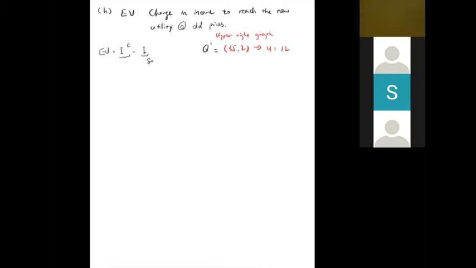So this is under Px equals 2 and Py equals 5. And IE is just how much income you need to achieve U equals 12, but at old prices, where Px equals 5 and Py equals 5.